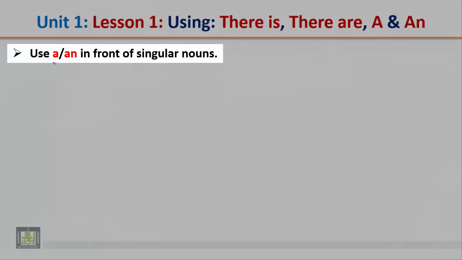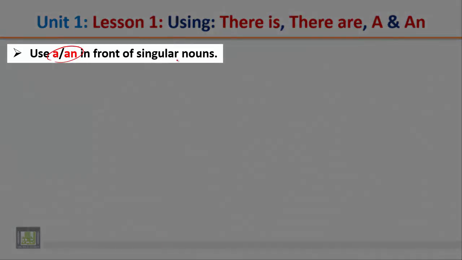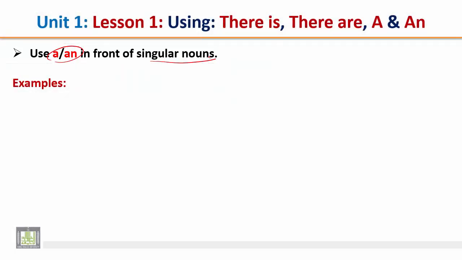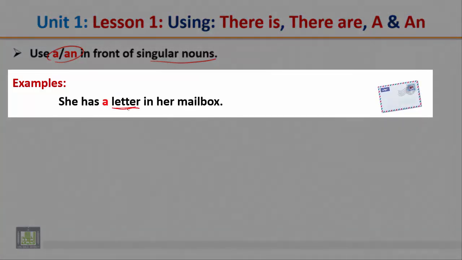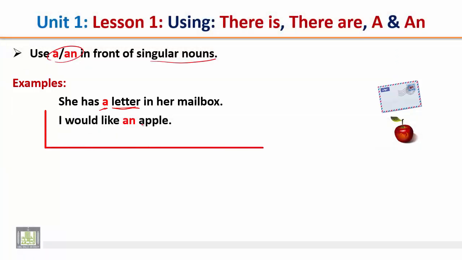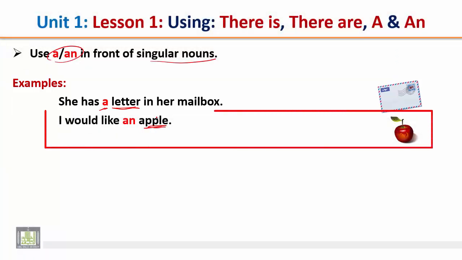Use a or an in front of singular nouns. Examples: she has a letter, one letter, singular, so we use a. I would like an apple, one apple. This is singular, so we use an. Again, why? Because the word apple starts with a vowel sound.